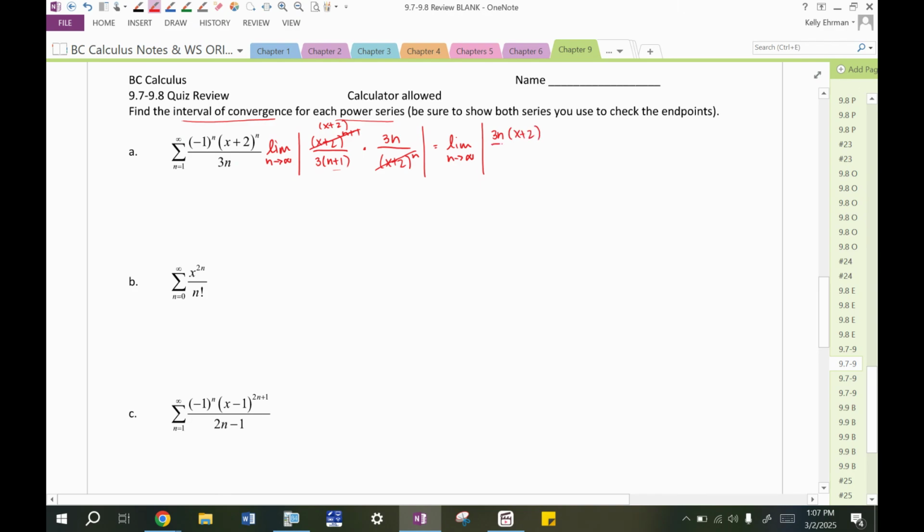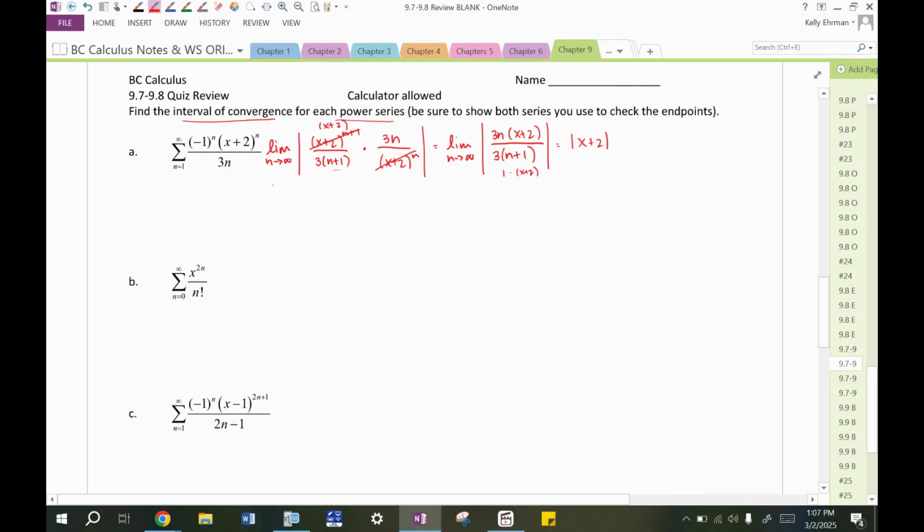It doesn't matter to me if you rewrite this, by the way. I'm just trying to be clear on my answer key. Over 3 times n plus 1. So the 3n over 3n plus 3 is going to approach 1. So you essentially have 1 times x plus 2 if you do that limit. So this comes out to the absolute value of x plus 2.